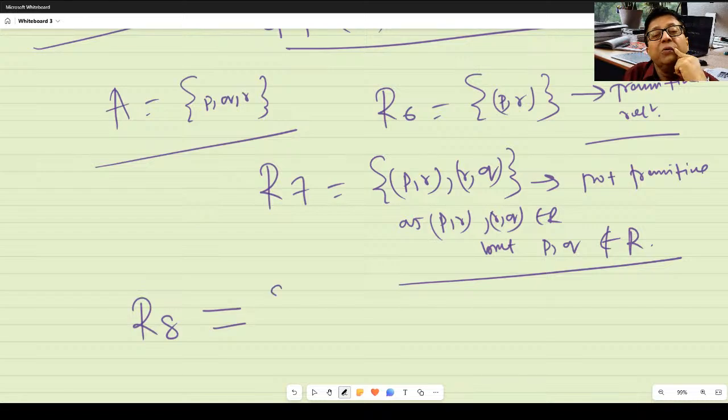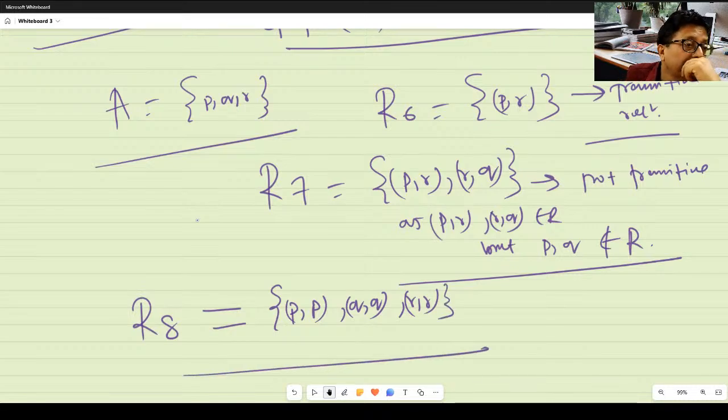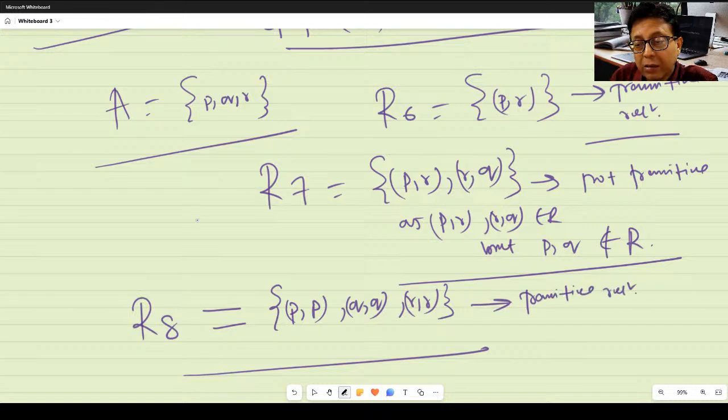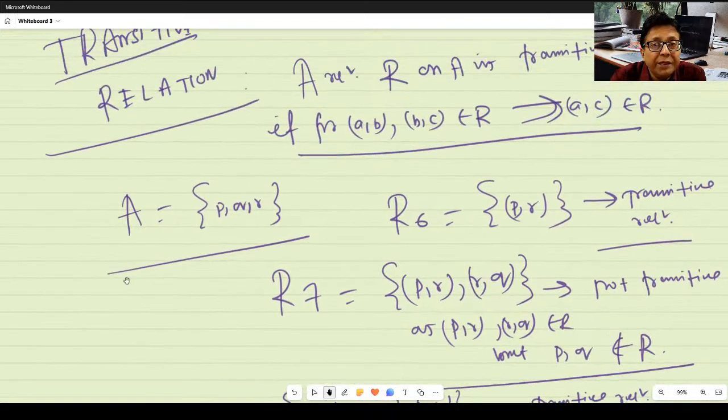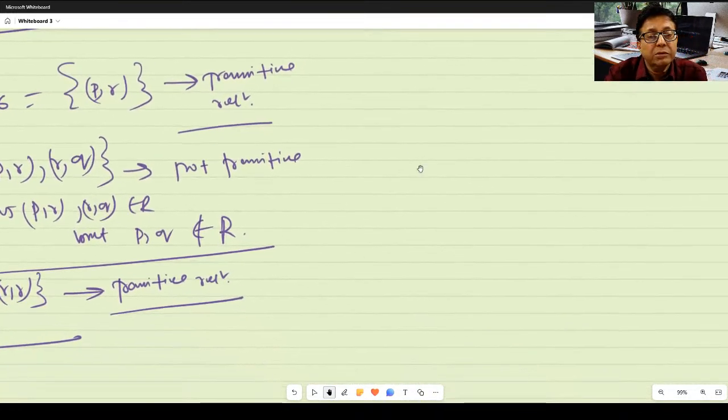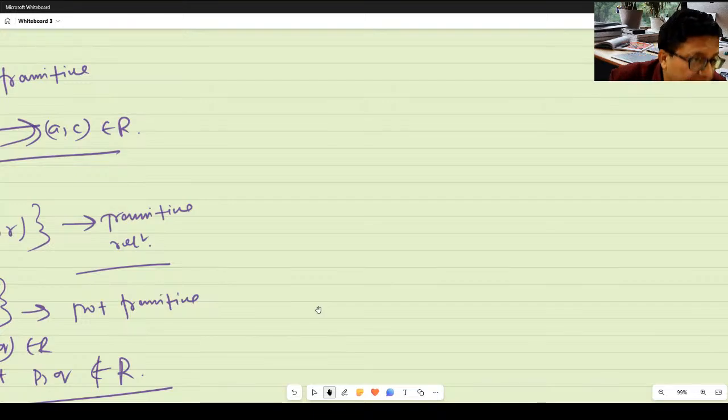R8 equal to, say I am taking (P, P), (Q, Q), (R, R). Is this transitive? Yes. This is a transitive relation. Why? Because we think about transitivity if (A, B), (B, C) are there, then only we think about (A, C). Otherwise no. So now I take some practical example.